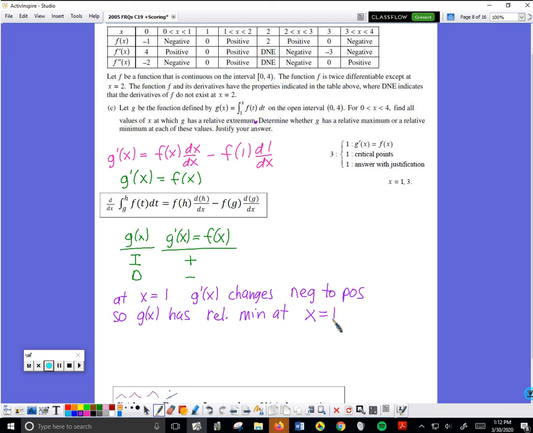Keep reading. Then at x equal 2, f doesn't change. f is positive, stays positive. But at x equal 3, f changes from being positive to negative. So I have to write that one down.